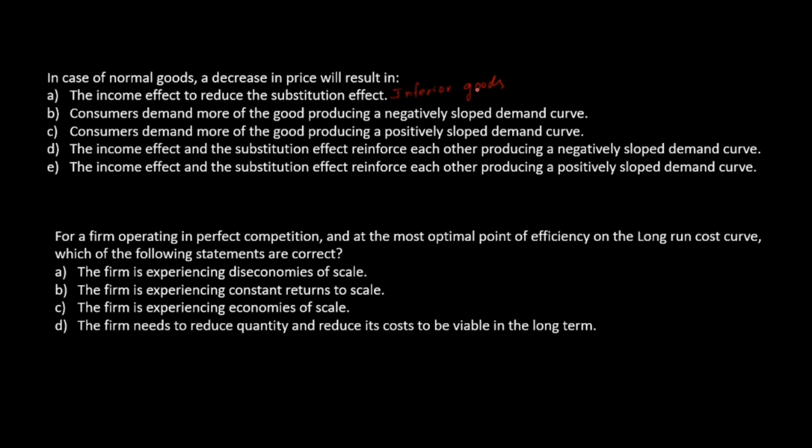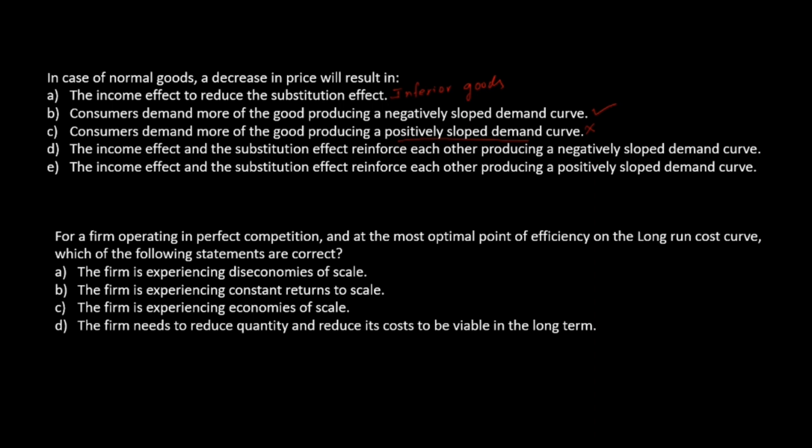Then consumers demand more of the good, producing a negatively sloped demand curve. So the demand curve is always negatively sloped except in case of exceptions like the Veblen goods or Giffen goods. So here this option is correct. Because it's a normal good, when you decrease the price, the quantity demanded increases. Now moving on to the next option, consumers demand more of the good, producing a positively sloped demand curve. So this is not correct. The demand curve is always negatively sloped in case of normal goods.